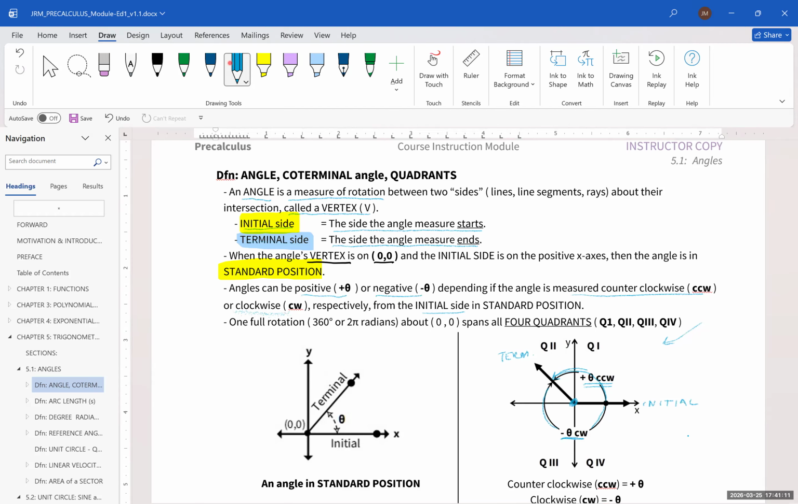Just like how we measure values of x being positive to the right and negative to the left, and positive values of y going up and negative values of y going down, the motion of measuring angles is not linear, not side to side or up and down, it's rotating around a point. We consider a counterclockwise rotation to be positive, and a clockwise rotation to be a negative angle.